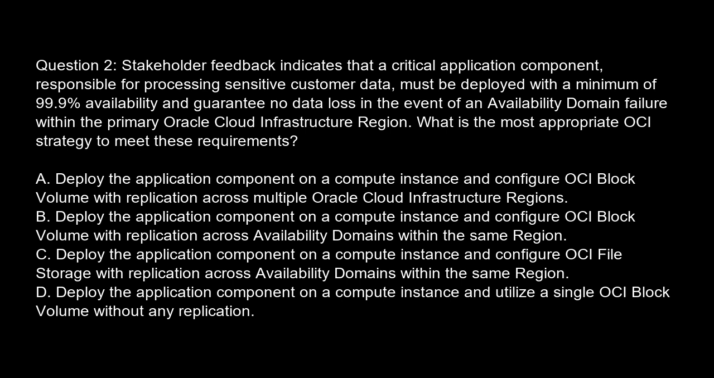Option A. Deploy the application component on a compute instance and configure OCI block volume with replication across multiple Oracle Cloud Infrastructure regions. Option B. Deploy the application component on a compute instance and configure OCI block volume with replication across availability domains within the same region. Option C. Deploy the application component on a compute instance and configure OCI file storage with replication across availability domains within the same region.